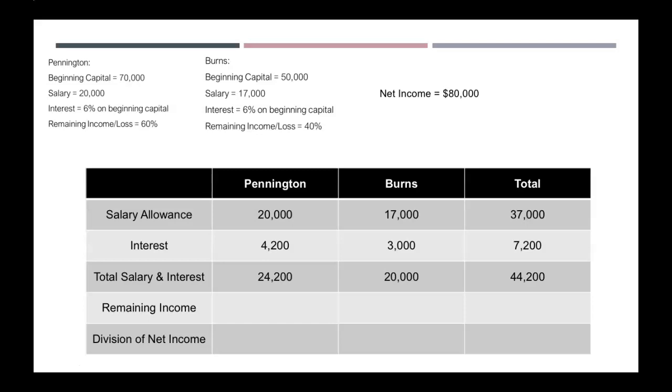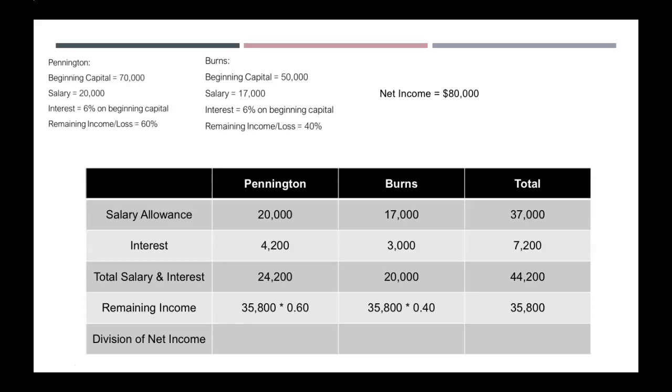So the next step is to figure out how much remaining income we have that can be split up between the two. So we take our total net income amount and we'll subtract out the total salary and interest. So $80,000 minus $44,200 gives us $35,800. So that's the amount that can now be split 60% to Pennington, 40% to Burns.